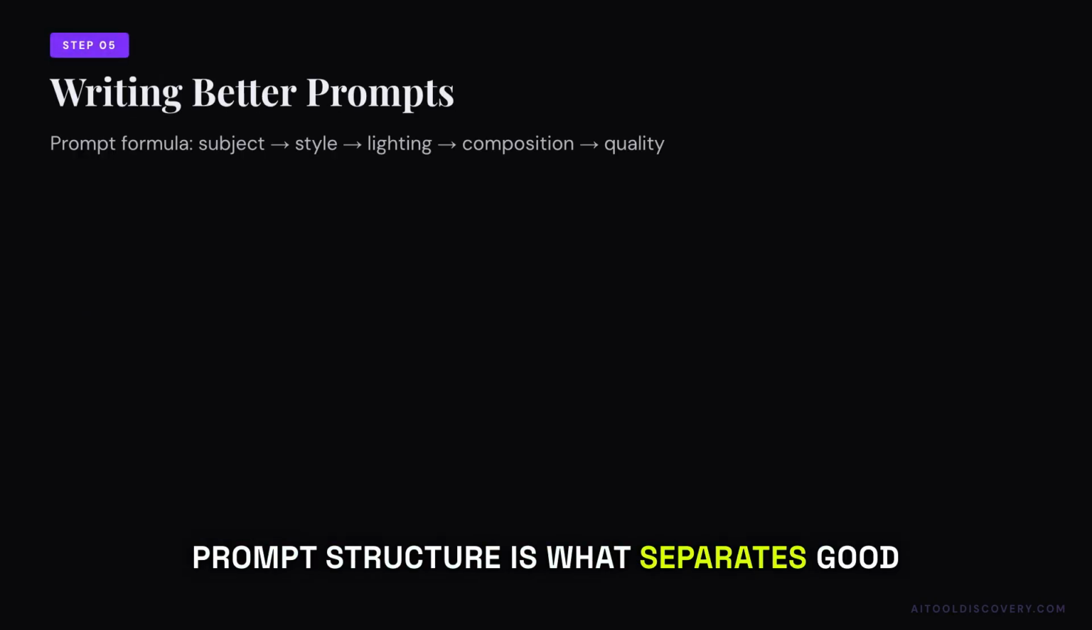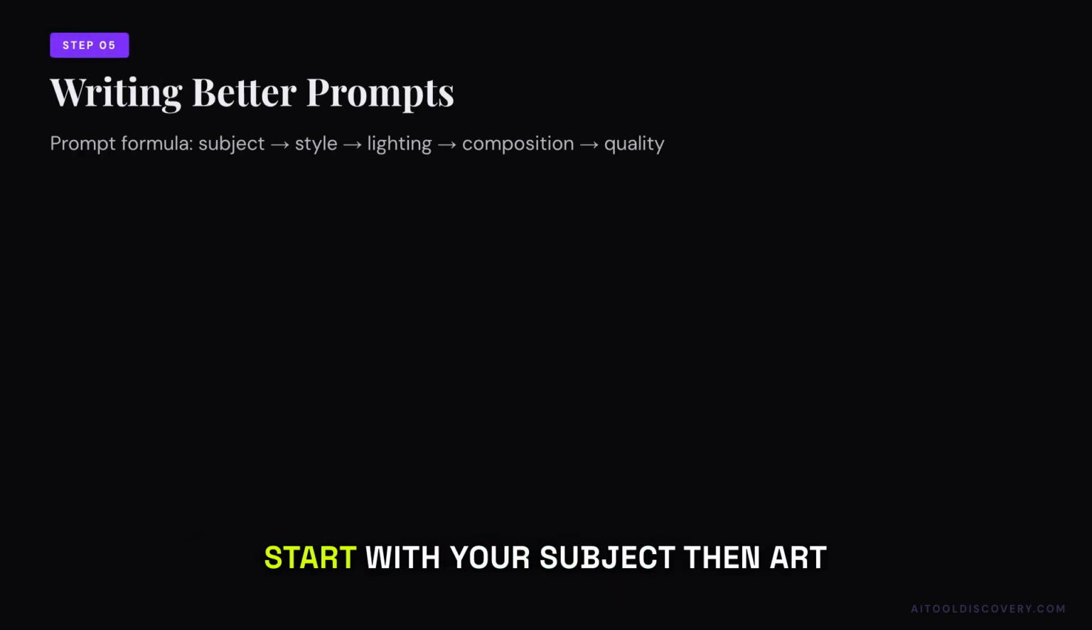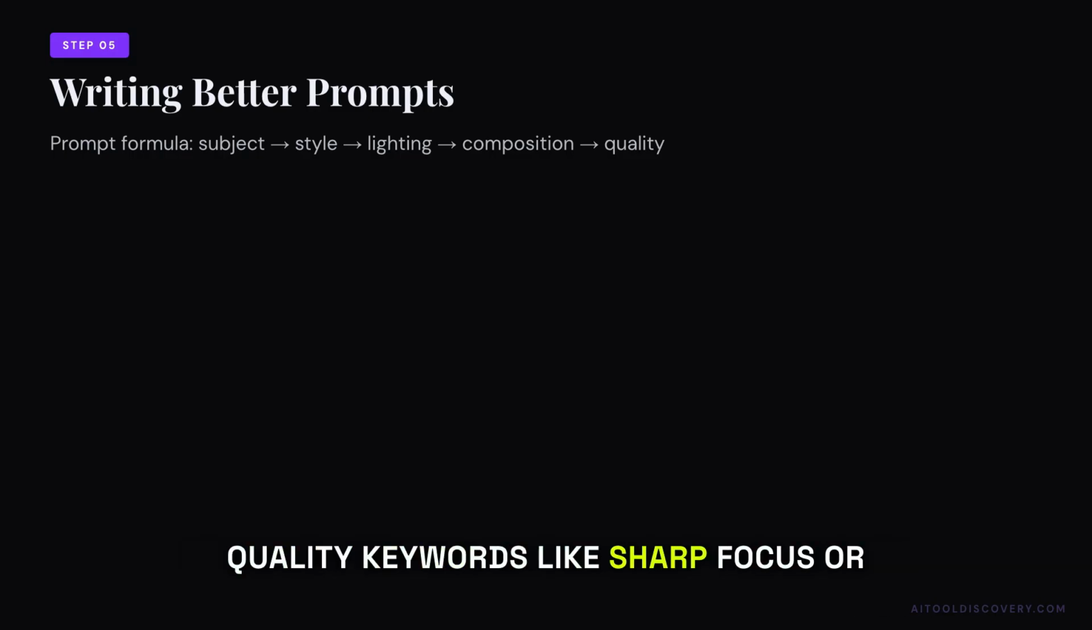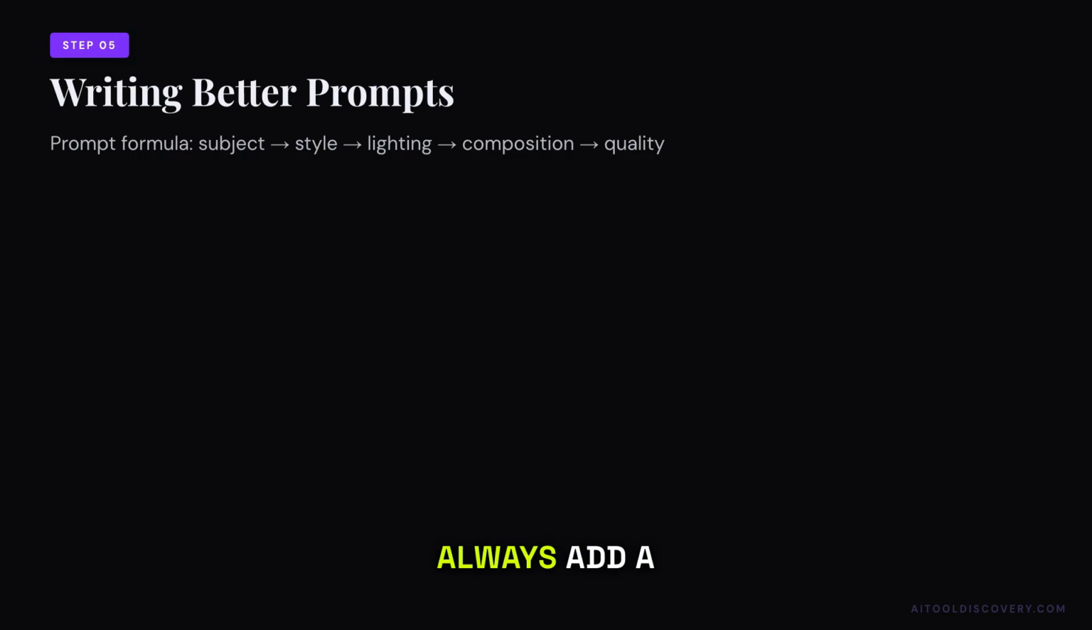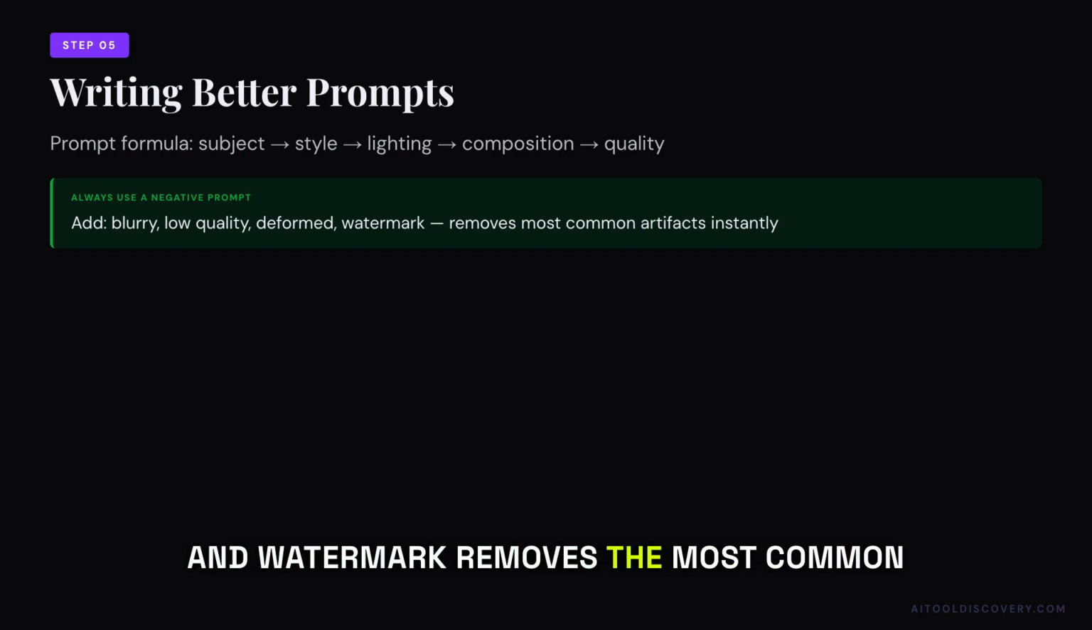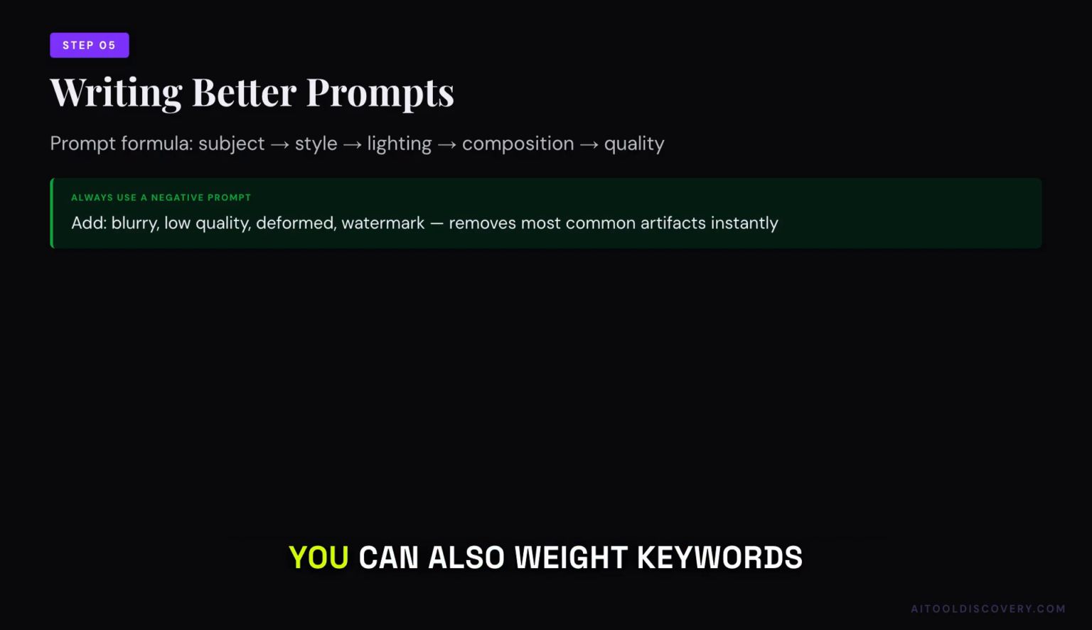Prompt structure is what separates good output from bad. Start with your subject, then art style or medium, lighting, composition, then quality keywords like sharp focus or highly detailed. Always add a negative prompt. Blocking blurry, low quality, deformed, and watermark removes the most common artifacts immediately.